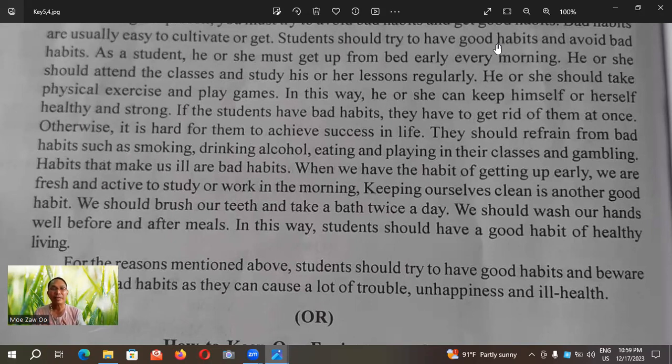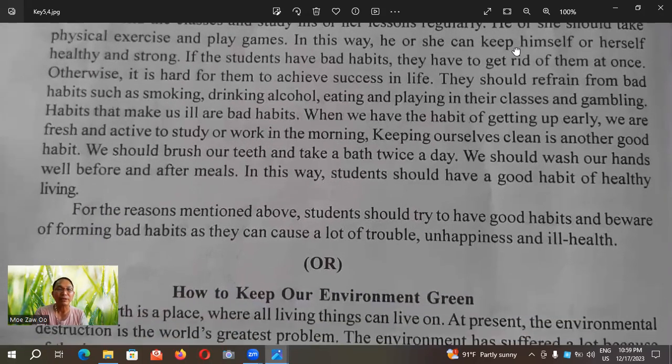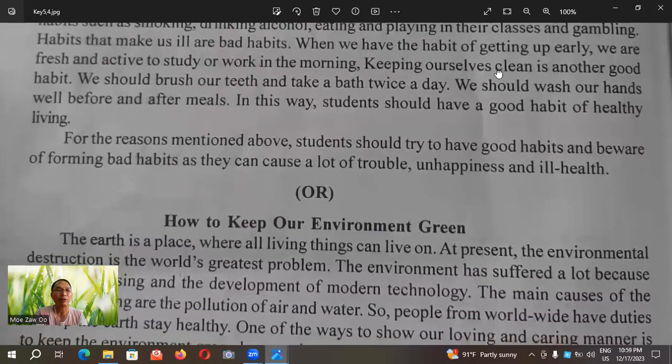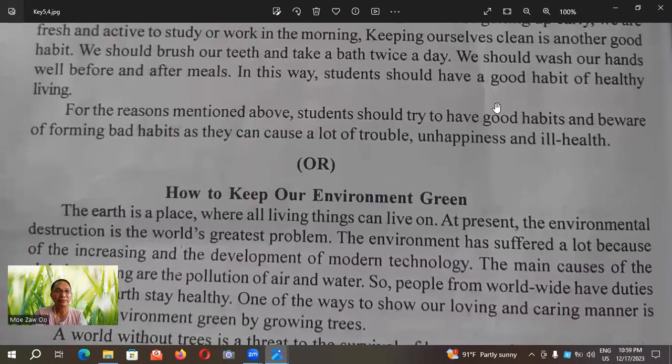When we have a habit of getting up early, we are fresh and active to study or work in the morning. Keeping ourselves clean is another good habit. We should brush our teeth and take a bath twice a day. We should wash our hands before and after meals. In this way, students should have a good habit of healthy living.